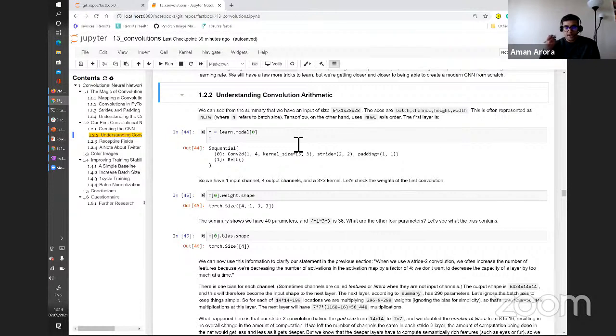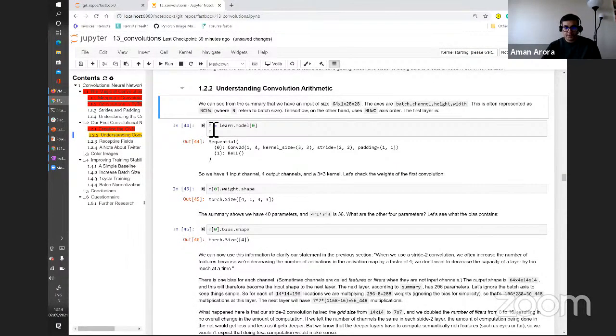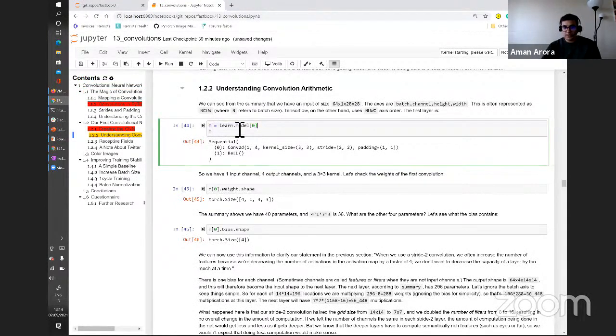Cool, a lot of talk, but now in this understanding convolutional arithmetic, basically this isn't something new. This is something I explained, I believe, very well last week. If we have an input size, if we have a model, let me just rerun this whole notebook again. I hope it won't take forever. But I can just grab from my model the first layer, and you can see the first layer is a convolution 2D.